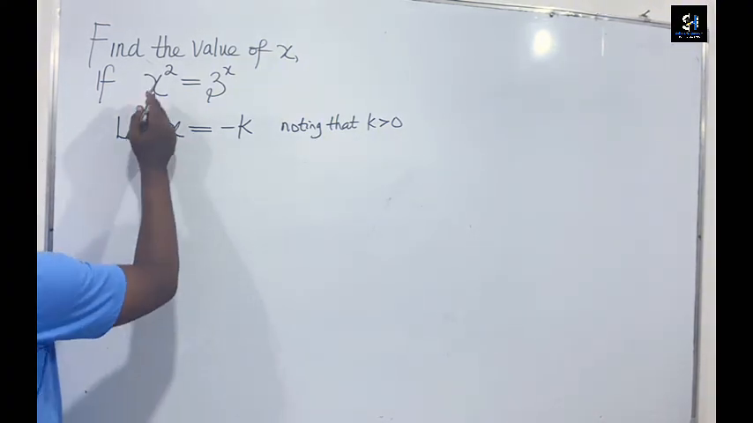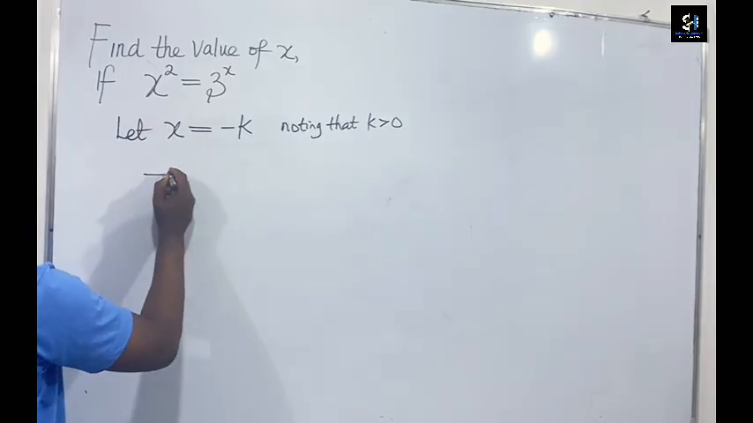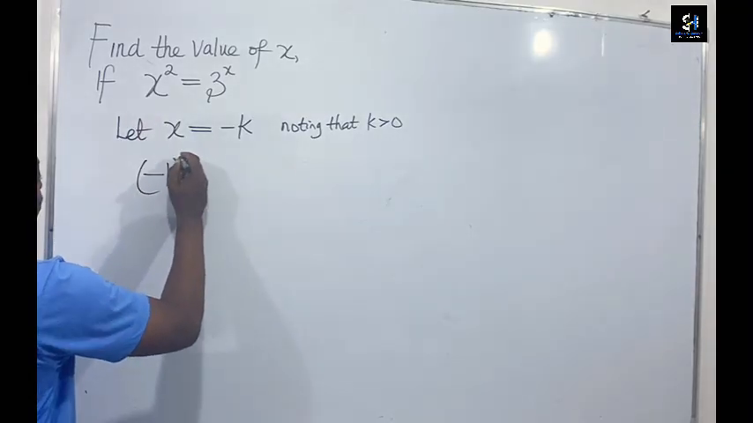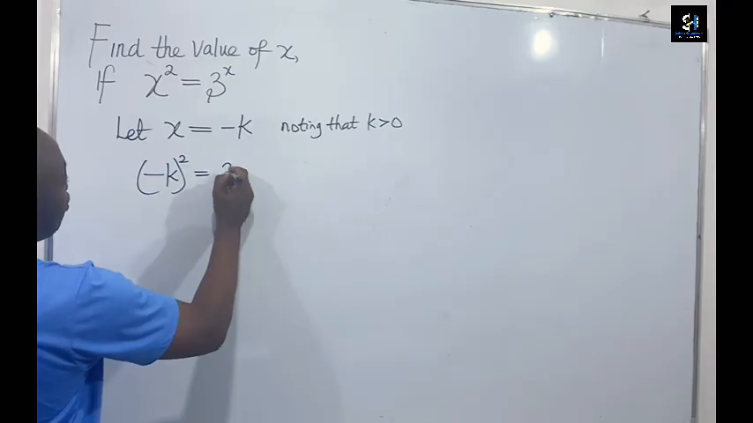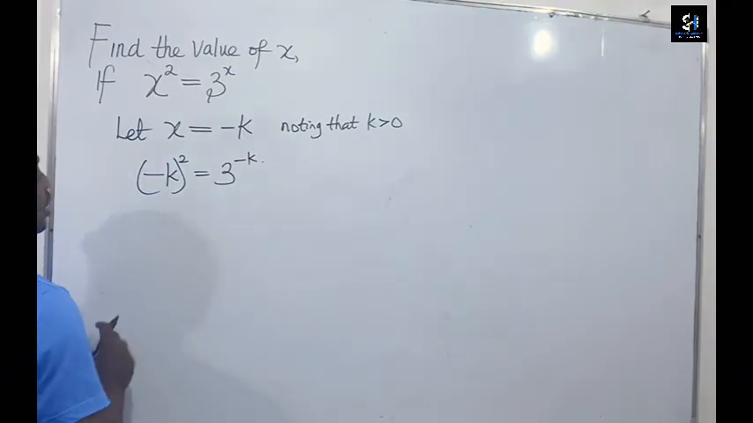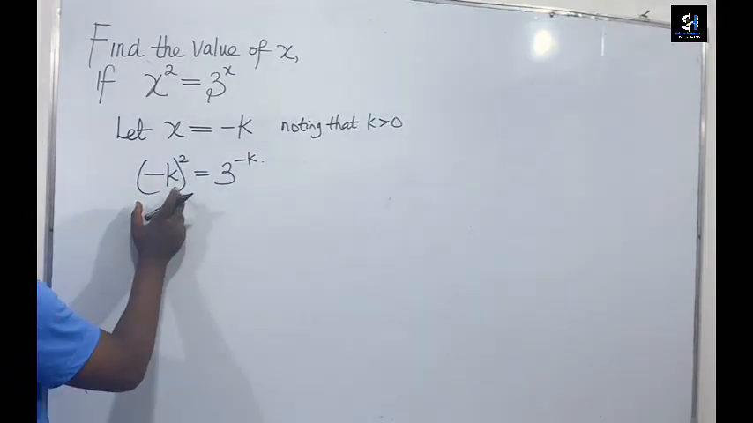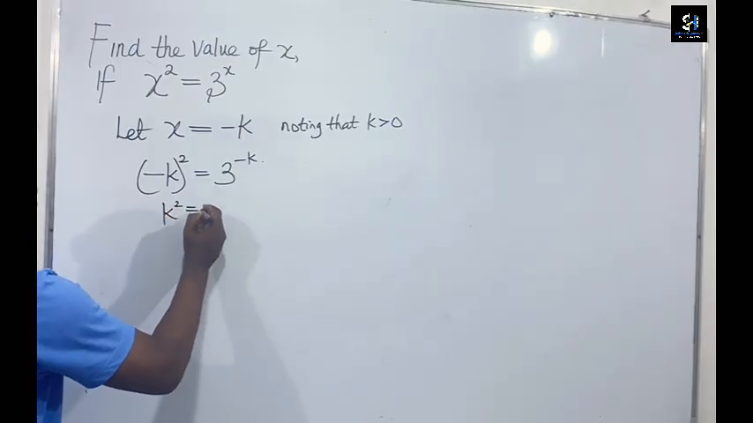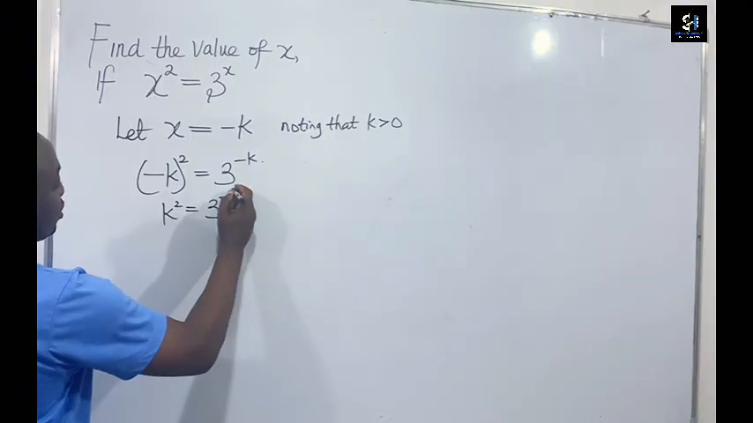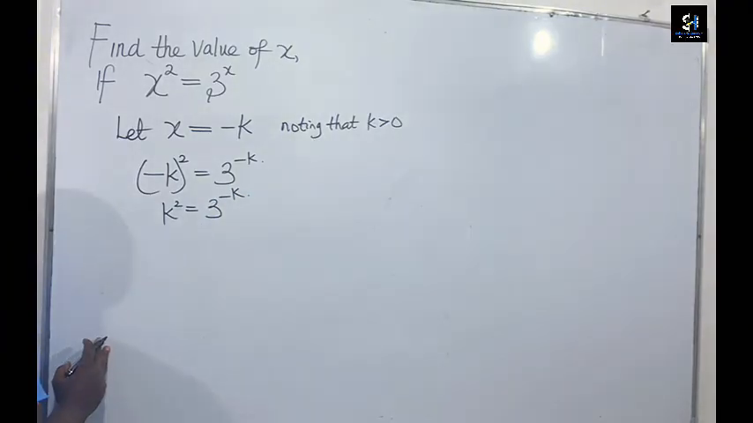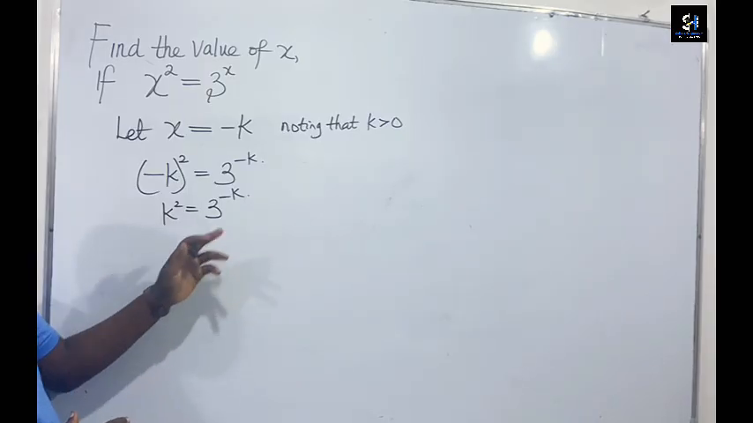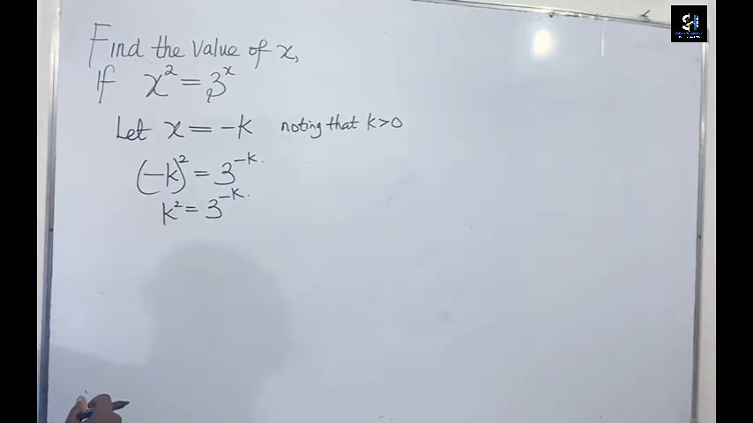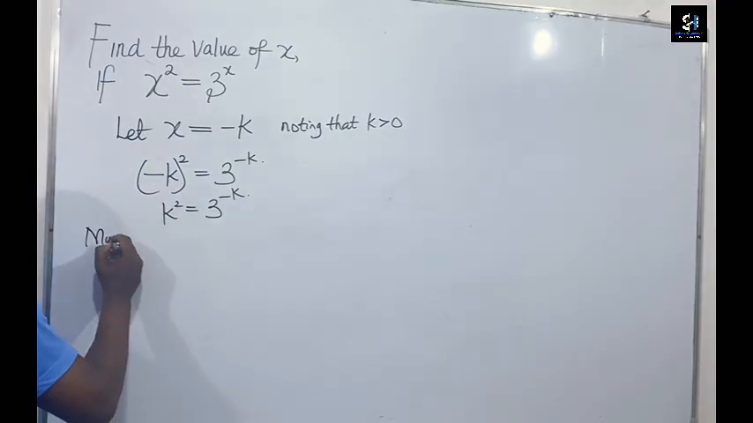So from what we have here, we're going to have negative k raised to the power of 2 equals 3 raised to the power of negative k. Now, the square of minus k will be k squared, and this equals 3 raised to the power of minus k. So now I'm going to multiply the exponent on both sides by 1 over 2.